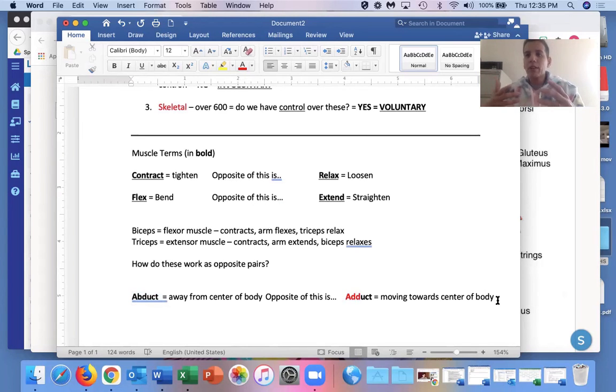Now, although we have muscles that are called abductors and adductors, the terms abduct and adduct are not just for your leg area. Because if I take my arm at my shoulder and I abduct my arm, that just means I'm moving my arm away from my body. And if I adduct my shoulder, then I'm moving my arm back towards the center of my body.